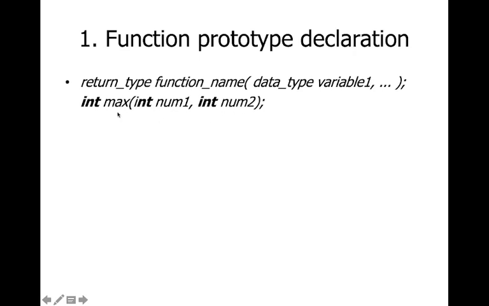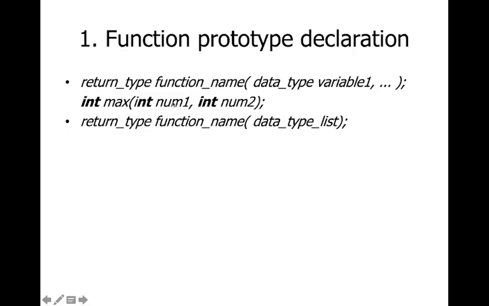This is an example: int max of int num1 comma int num2. And another way of prototype declaration is without giving the variable names. Like return type, then function name, which is the same, then the data type list. We simply mention the data type list, like int max int comma int. So it means these two are integer type variables.